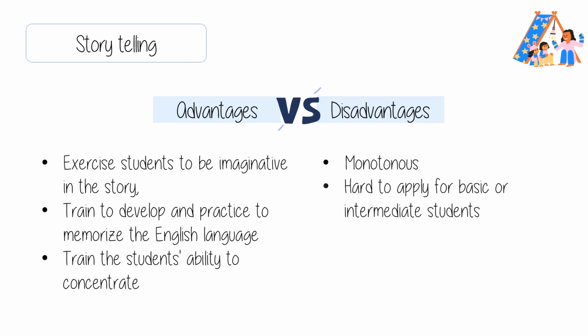The next is that it is hard to apply for basic or intermediate students, because this method needs a high understanding. If our students are at the basic or intermediate level, it will be very hard to do this method. The next is less questioning and less active participation, because in a storytelling activity, the student just needs to listen and then retell a story, so it decreases the active role of a student in the classroom.